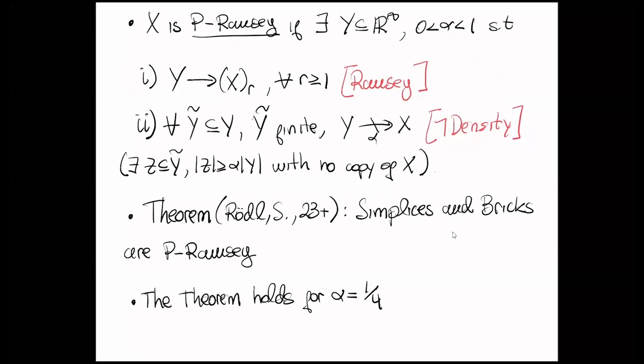So we say that when the Ramsey and density statements are not the same, the configuration is called P Ramsey. And we were able to prove that simplices and bricks are P Ramsey, in the sense that the Ramsey statement and density statement are not the same. And we can take alpha as big as 1/4, but that's not optimal. So one direction would be to know if we can take better than 1/4, but we are able to do it for this configuration with 1/4. So that's the result that I wanted to share.